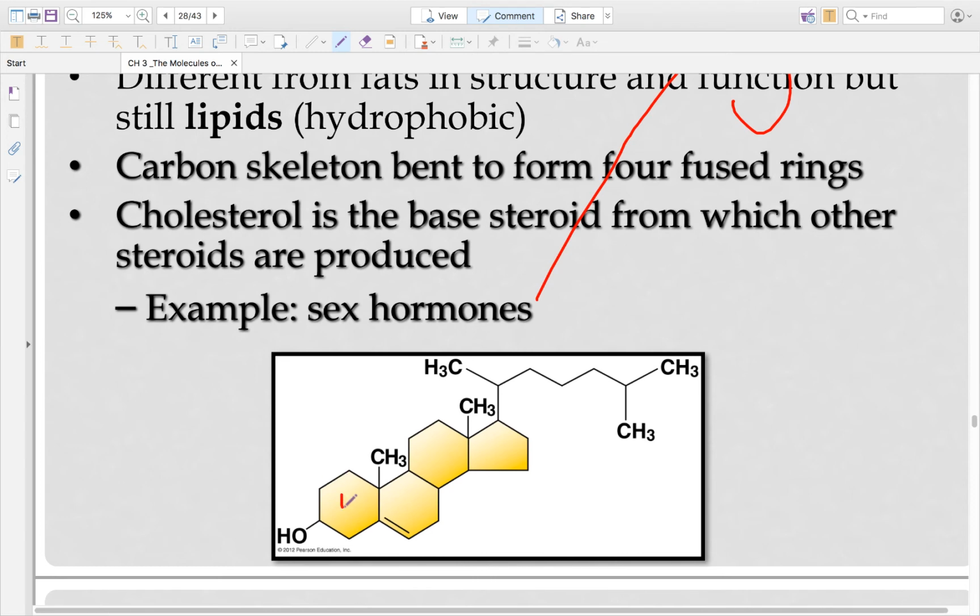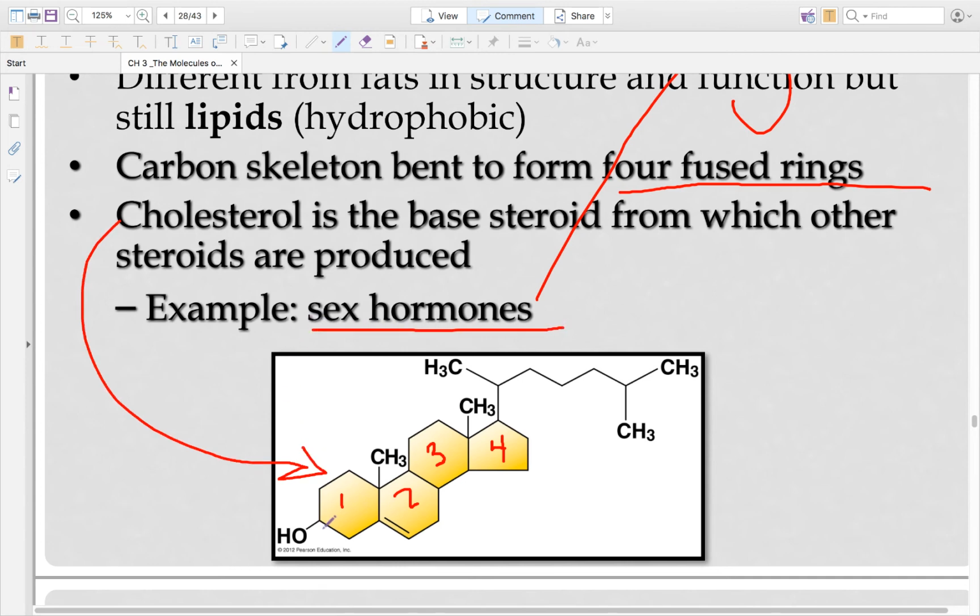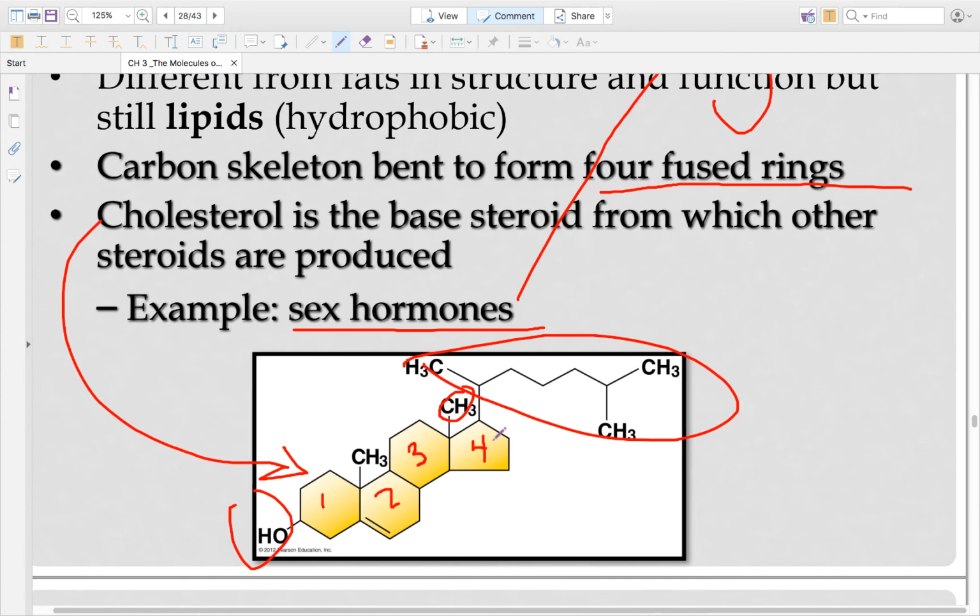If you count this up, this is 1, 2, 3, 4. That's 4 rings. In short, we refer to this as a carbon skeleton bent to form 4 fused rings. This skeletal backbone is the backbone of the sex hormones. This picture is showing cholesterol, but estrogen and testosterone share this in common. Therefore, steroids have this standard shape in common, the 4 fused rings. They might have a different R group over here, or this might be different here, but the fact is that these 4 fused rings make it a steroid.